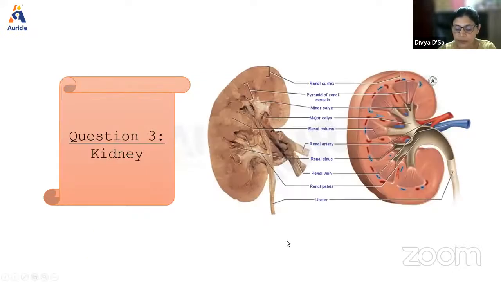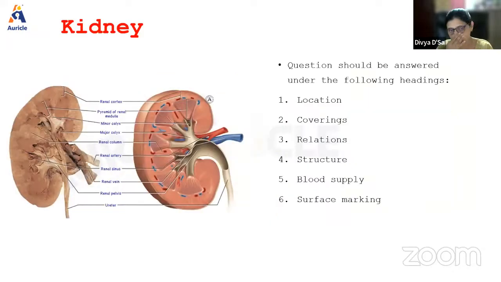We move on to the next question, that is kidney. In the kidney, what are the things we should know? What is the kidney, where is it located, its relations, structure, and blood supply. Surface marking of it is of very little importance.